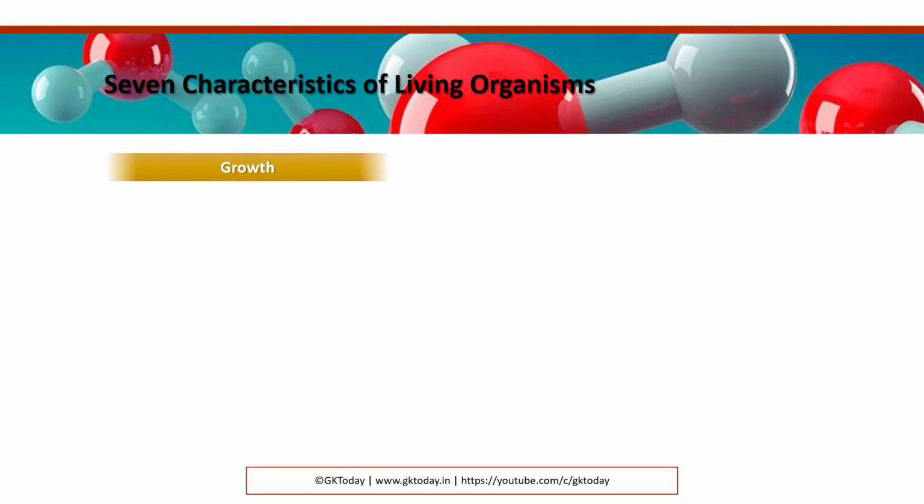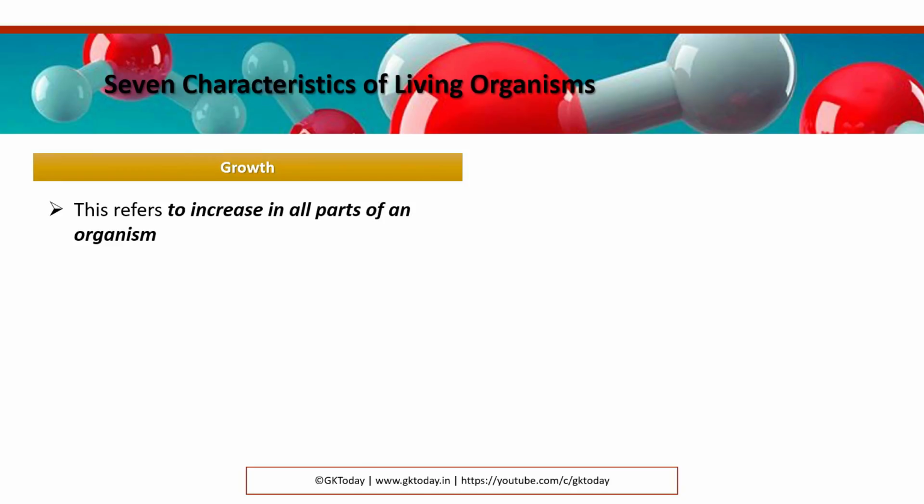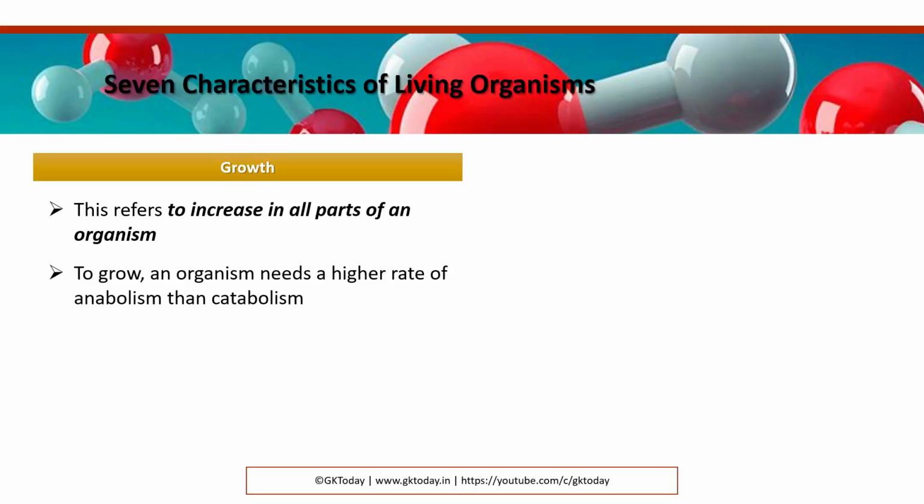Next we have growth. So growth refers to increase in size in all parts of an organism. Keep in mind, growth doesn't only mean the smaller thing getting bigger. Even something as simple as your hair falling and new hair coming in is also growth. So you getting a scratch on your skin and that skin growing back, that is also growth. So to grow, an organism needs a higher rate of anabolism than catabolism. So basically you need to be able to store most of your energy back into your body than spend it.